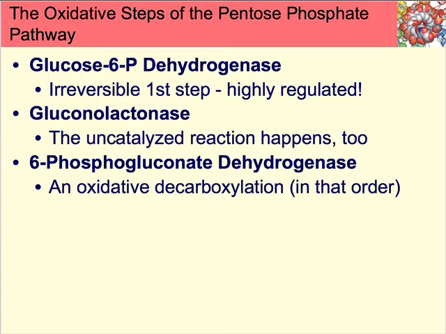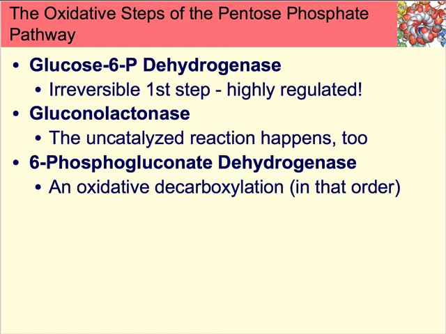First, the oxidative steps of the pentose phosphate pathway. The first reaction is the glucose 6-phosphate dehydrogenase. It's an irreversible first step in a pathway, so it's highly regulated. And you can imagine it has a large negative delta G.